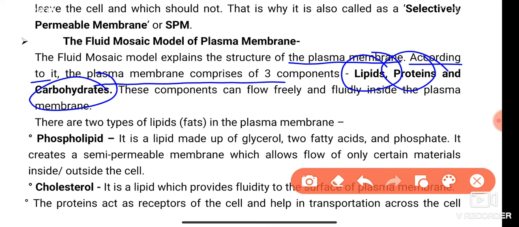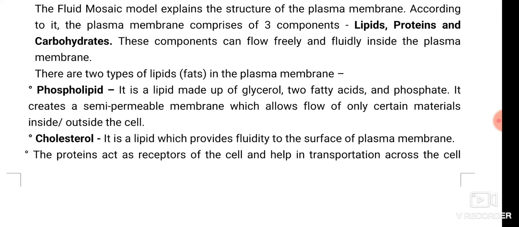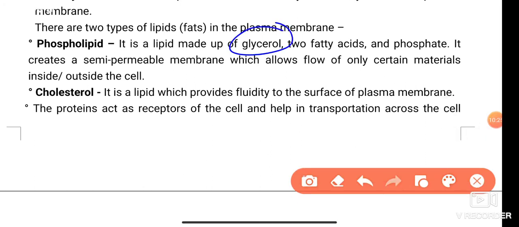ये जो component है freely और fluidly फैले रहते हैं, उसके अंदर तैरते रहते हैं. There are two types of lipids or fats in the plasma membrane. Phospholipid is a lipid made up of glycerol, an organic compound, with two fatty acids and one phosphate molecule attached. It creates a semi-permeable membrane which allows certain material to flow inside or outside. So phospholipids are responsible for carrying certain material in and out of the cell.